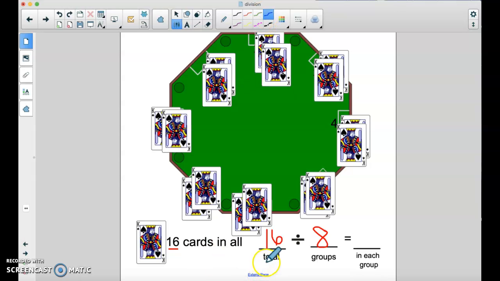So I passed out 16 cards. There was 8 people who got cards. Now how many does each person have? Well, they each have 2 cards. So the answer is 2. 16 divided by 8 equals 2.